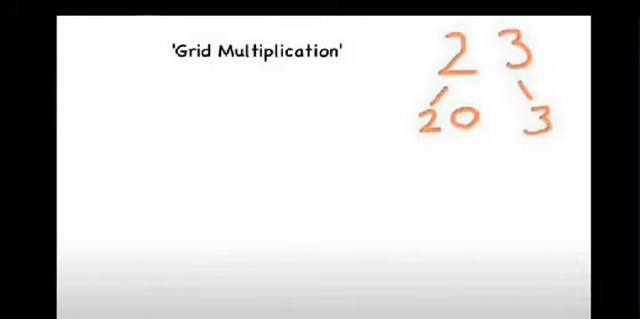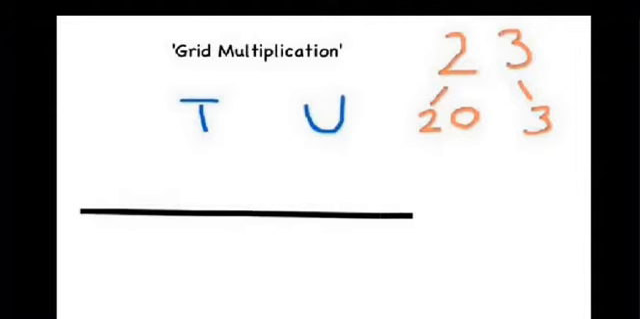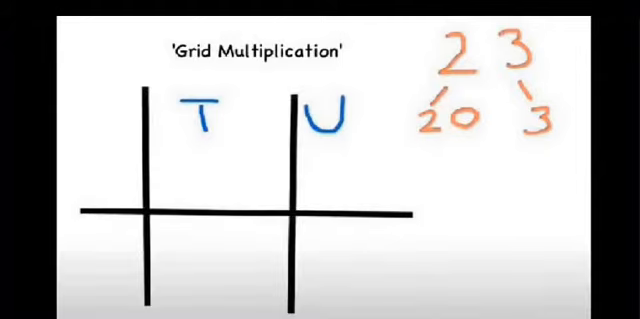We can now use this information to make a grid multiplication. Because we are using two-digit numbers, we must put two columns into the grid to fit in the tens and ones. So using a ruler, let's draw the grid. Now we have drawn the grid, we can put numbers into it.